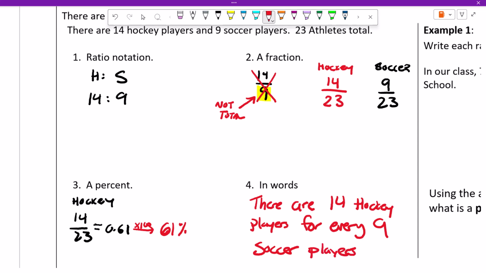So there's 4 main ways that we're going to write these relationships down, okay? We're going to use ratios and fractions the most, but there's other ways, right? Okay, so let's do some more practice of this. Let you guys write that sentence down. All right.